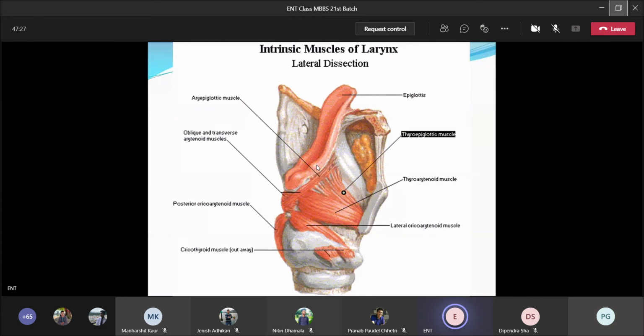Now these are the intrinsic muscles of the larynx, lateral dissection, showing the oblique and transverse arytenoid muscles, aryepiglottic muscles, posterior cricoarytenoid muscles, cricothyroid muscles, lateral cricoarytenoid muscles, thyroarytenoid muscles, and thyroepiglottic muscles. So these are shown in the diagram, the different muscles labeled in the lateral dissection of the larynx.